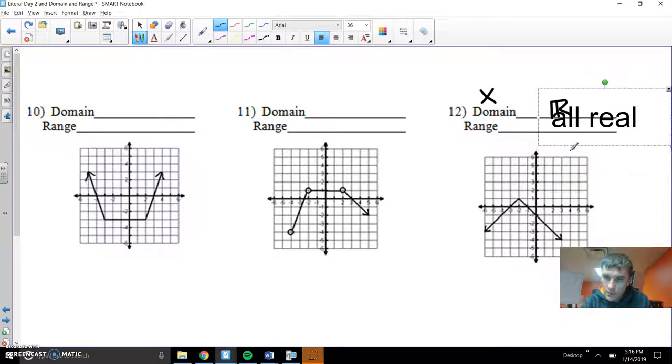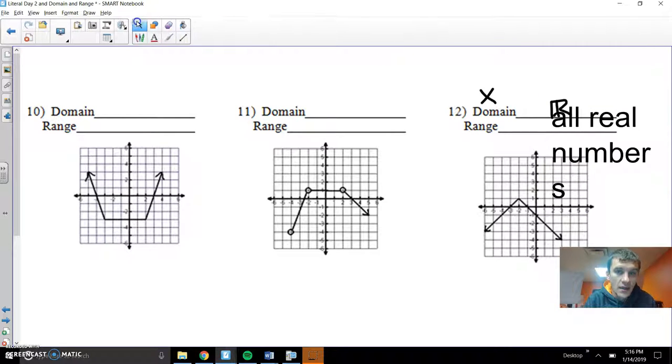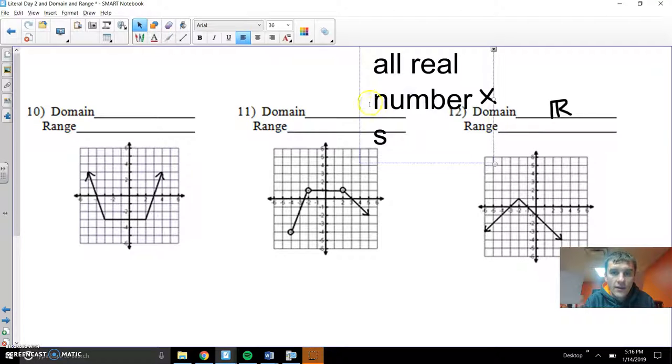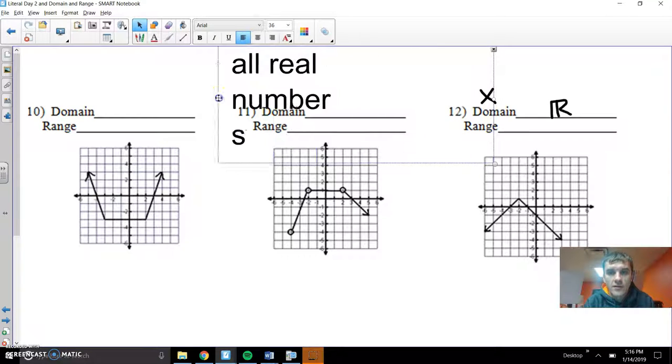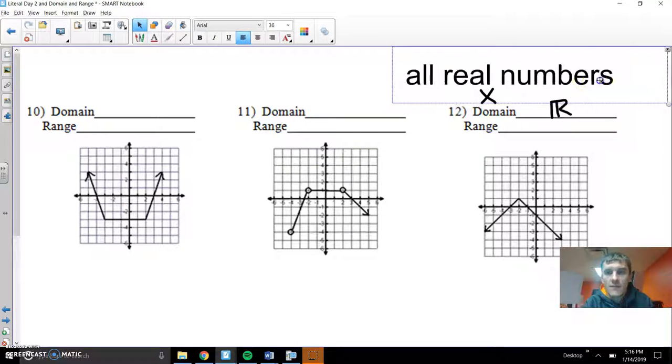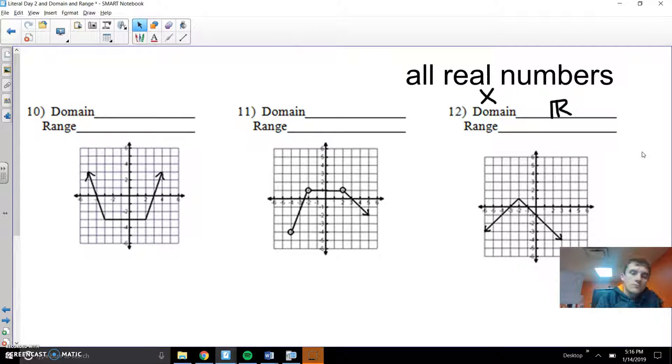Spelled correctly, of course. So that is just another way that you don't have to write that whole phrase. You can just learn this symbol, and that means the same thing. You also see it on different tests every now and then just to test your understanding of that symbol.